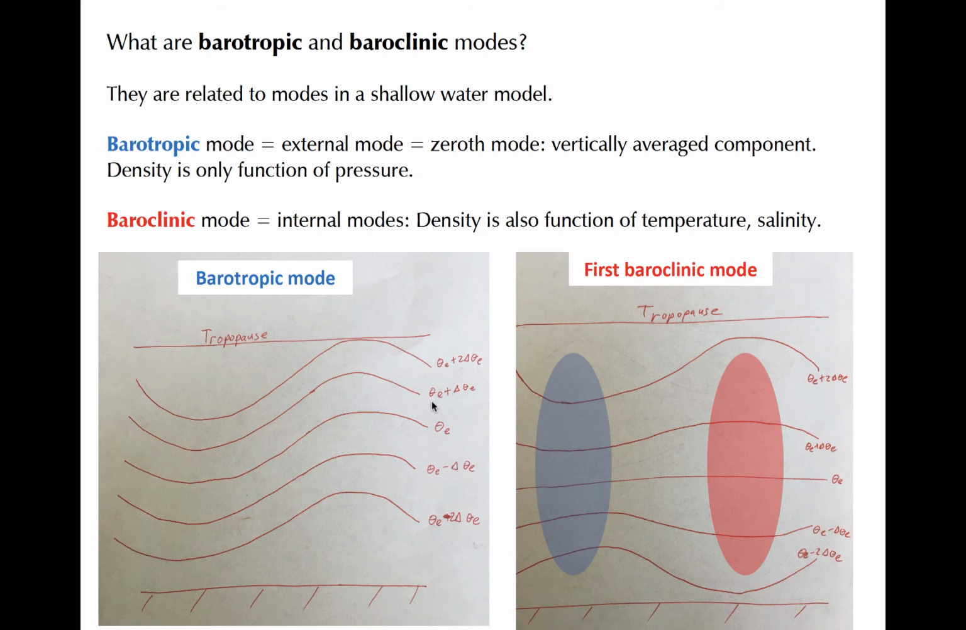In the barotropic mode, density is only controlled by pressure. You can visualize this by a wave in an unlayered shallow fluid, approximating the troposphere as the shallow fluid from the tropopause down to the surface, in which the crests and troughs are aligned with depth in the fluid. In baroclinic modes, density of the fluid is controlled not only by pressure, but also by temperature, humidity, or salinity. You can imagine the first baroclinic mode as a wave in which the crests are spread out throughout the depth of the troposphere and the troughs are close together, or vice versa.